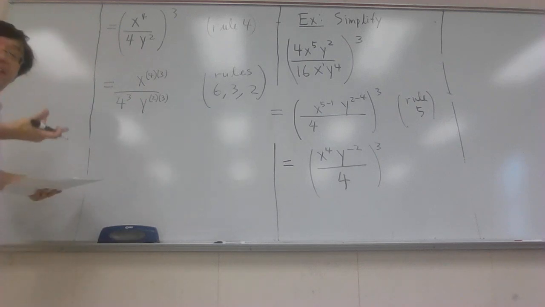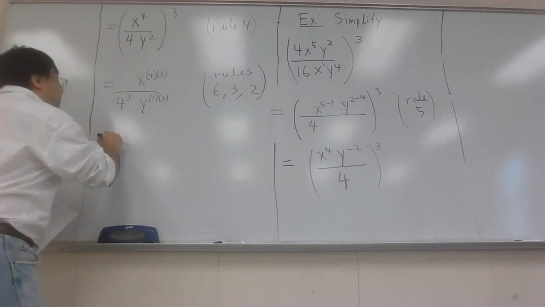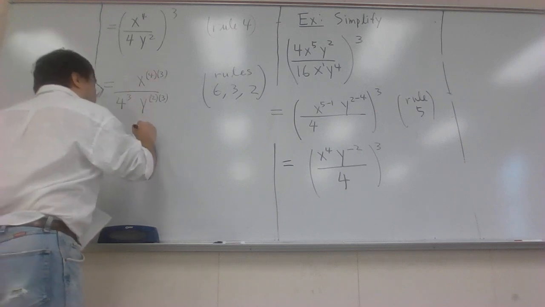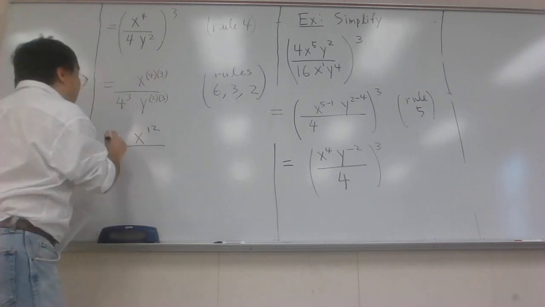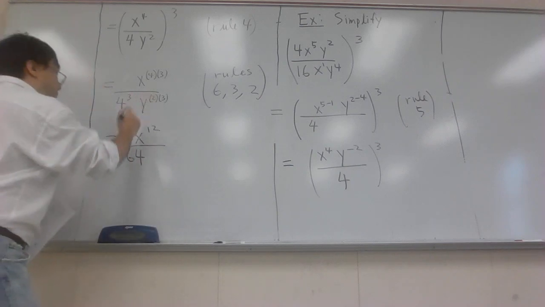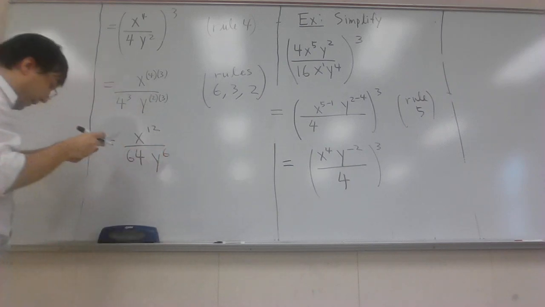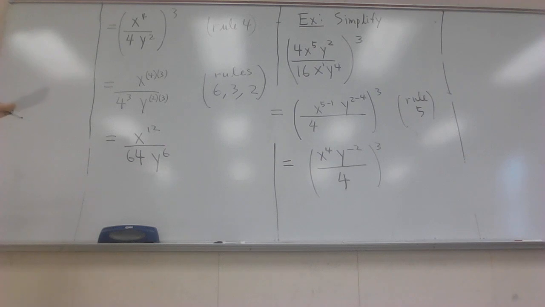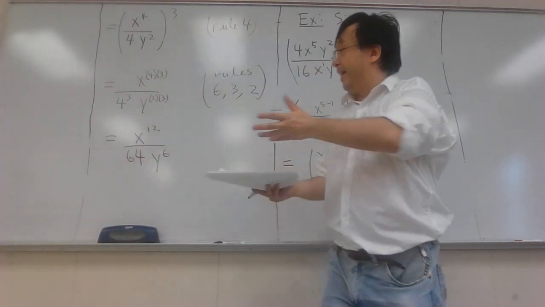And now we can just clean this up. This becomes x to the power of 4 times 3, which is 12. 4 to the power of 3 is 64. 2 times 3 is 6. Let's see if I did this right. Okay, I did this right. So that's the answer.